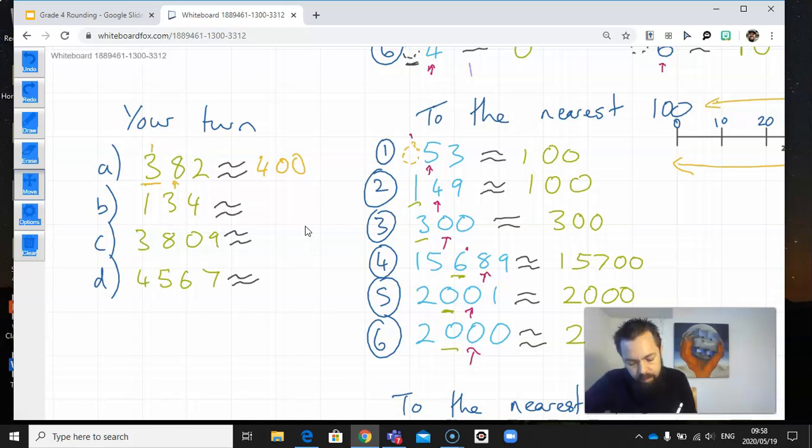The next one, we're looking to round off to the nearest 100. Look at the 3. The 3 goes down, so nothing changes. Our 100 stays the same. Everything afterwards is a 0.